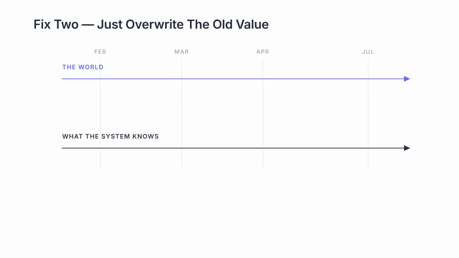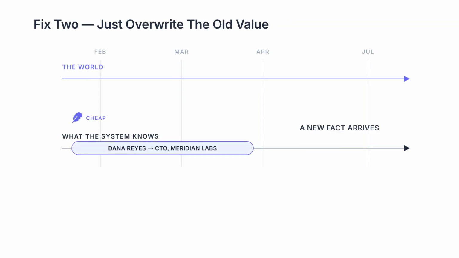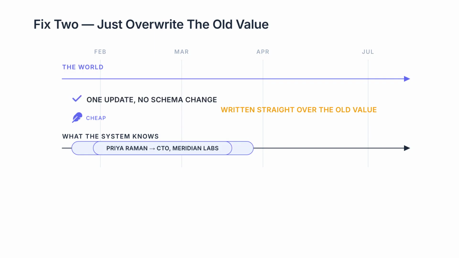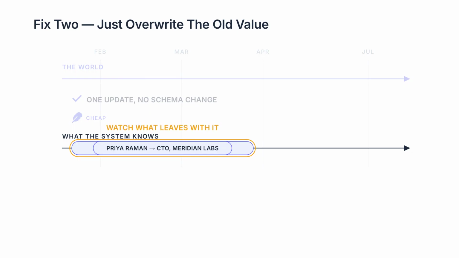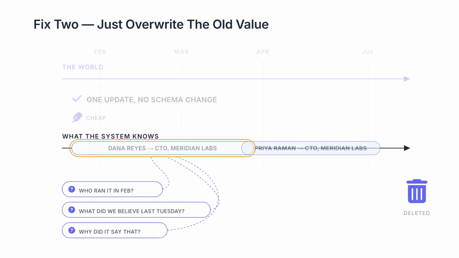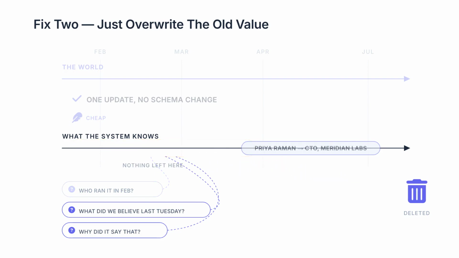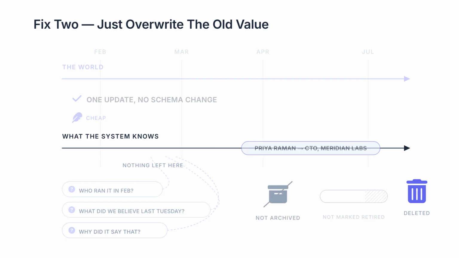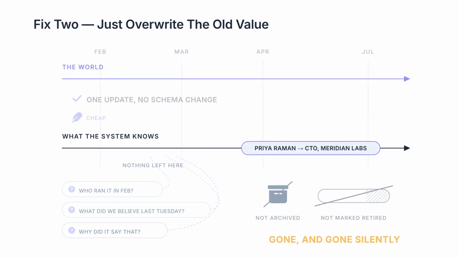Fix 2 is cheaper and far more tempting. A new fact arrives, you find the old edge, you write the new value straight over it. Done. One update, no schema change, everybody goes home early. Watch what leaves with it, though. The moment Dana's old role is overwritten, the statement Dana ran technology at Meridian until March stops existing anywhere in your system. Not archived, not marked retired. Gone, and gone silently.